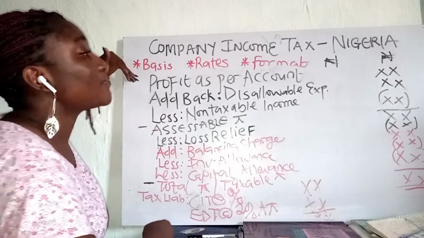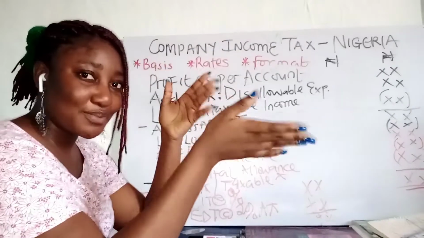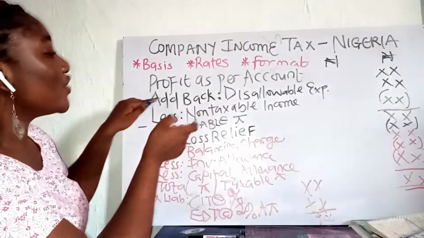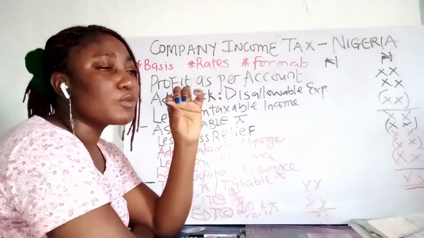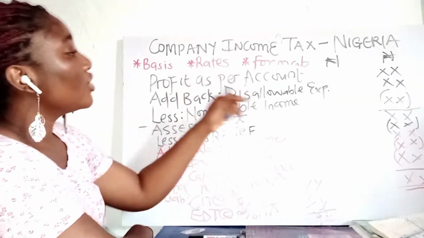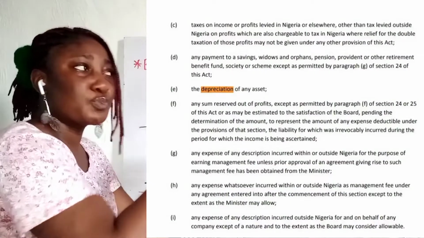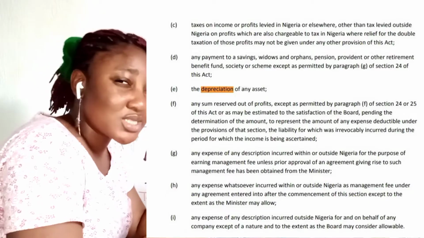I said you start with profit as per account. So this profit is kind of unacceptable to the tax authority. That's why you're adding back disallowable expenses. Some expenses are disallowed, right? For example, depreciation. I'm going to put a list on the screen of disallowable expenses.